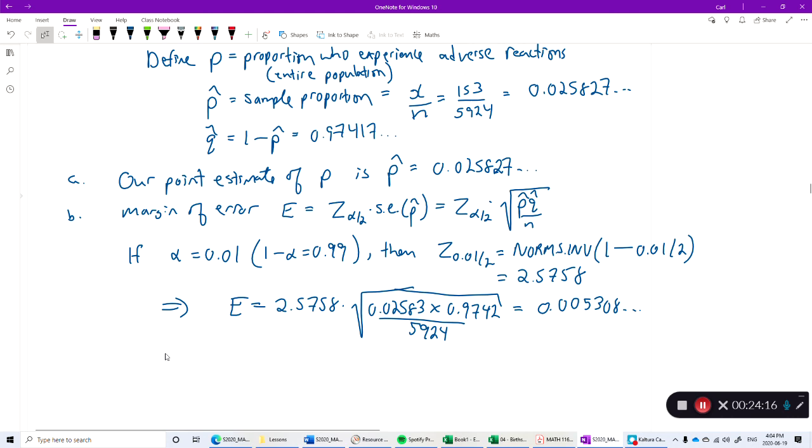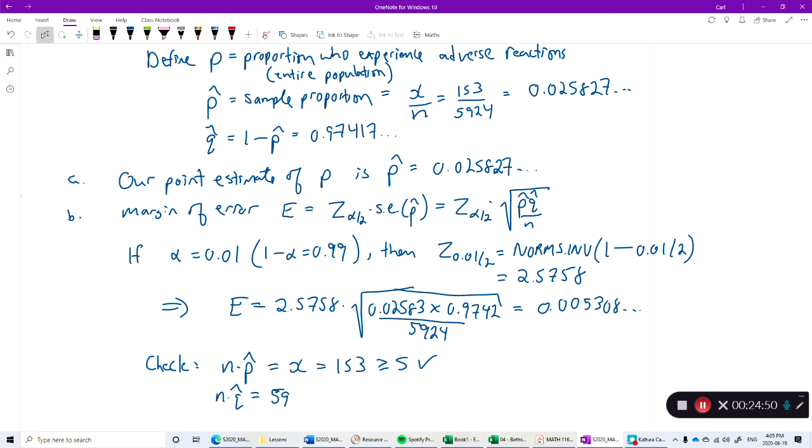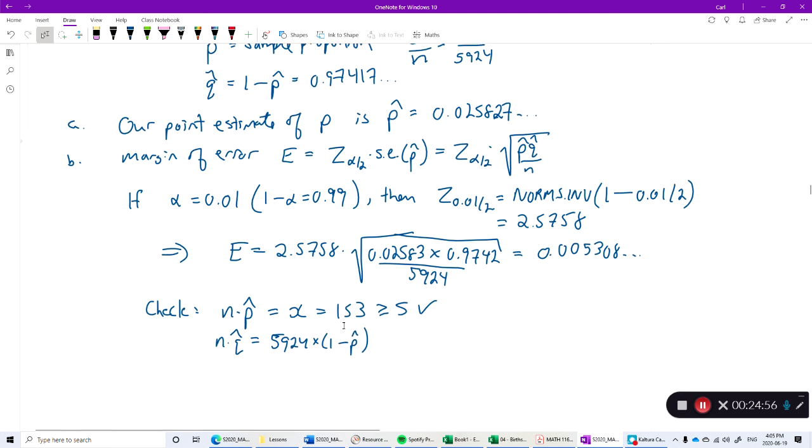Now, at some point in here, we need to check the requirements, right? We need to check that n times p hat should be at least 5. And what do we have here? N times p hat is actually the same as x, which is 153. That's more than 5. N times q hat is, again, the number of failures. Let me show you the long way first. It's n times 1 minus p hat.